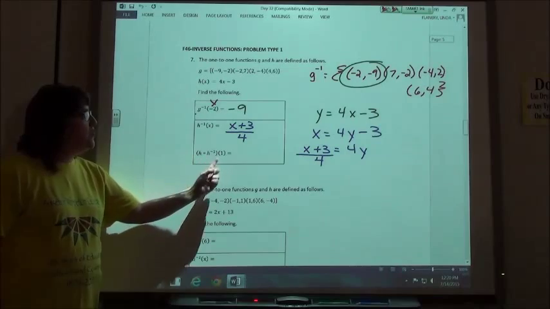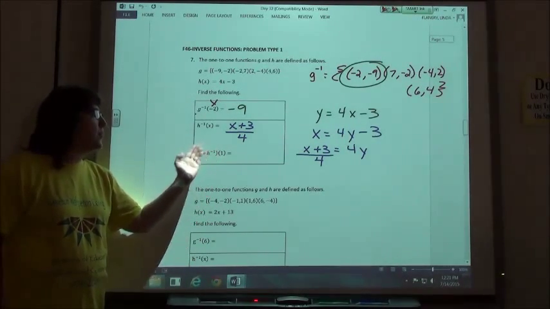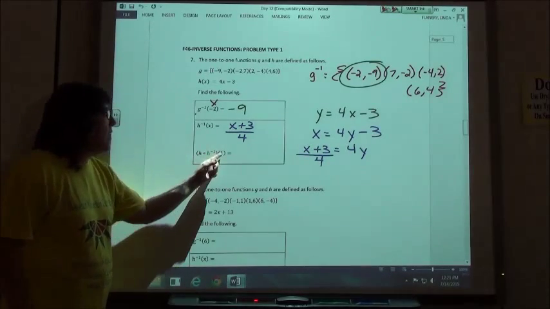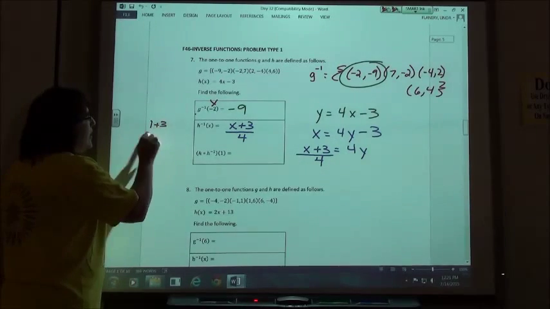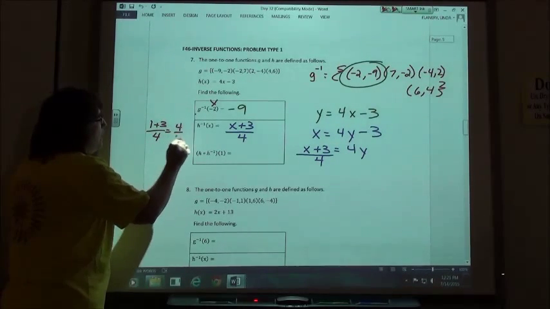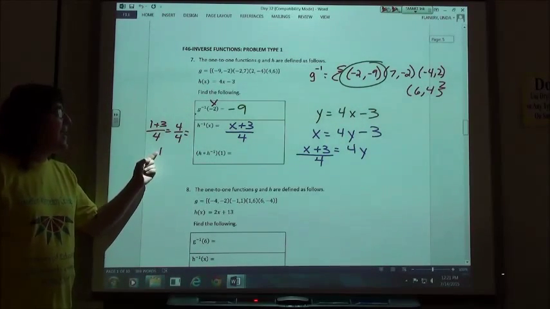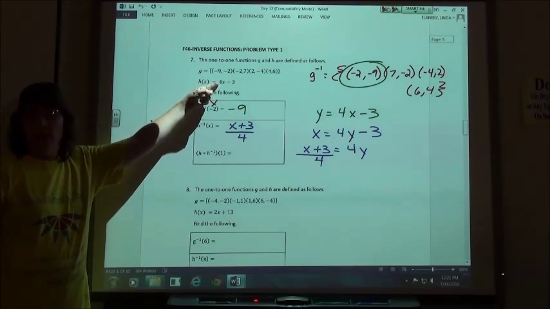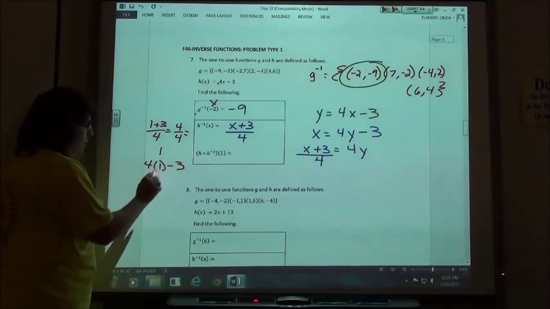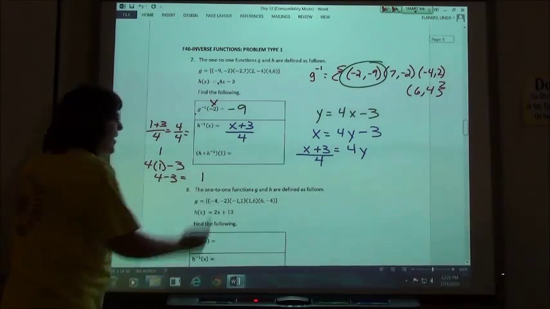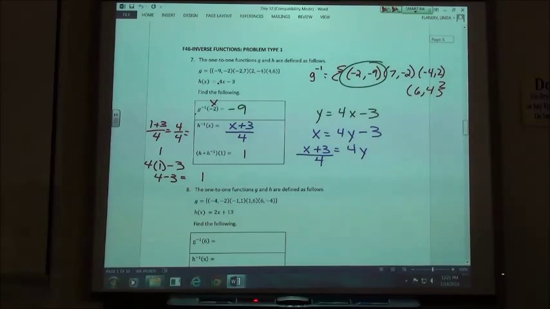Now the last part of this wants us to put 1 into our inverse function, and then once I do that, put that into the regular function. So I'm going to put the 1 into my inverse function, and so 1 plus 3 is 4. I get 4 over 4, which happens to be 1. I'm then going to take that answer, put it into my regular function, so I'm going to do 4 times 1 minus 3. 4 times 1 is 4, 4 minus 3, hey, is 1. My answer there is 1.